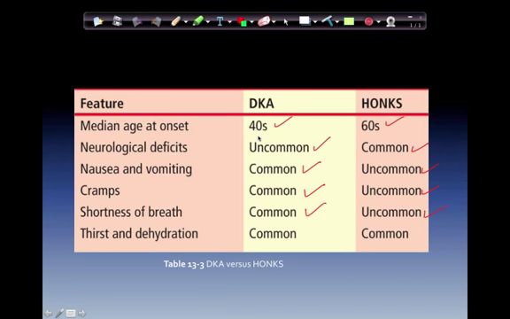And each one of these has a cause. Neurological deficits: alteration in high acidity levels denature things. Nausea and vomiting would be caused from the systemic high blood glucose levels and acidity. Cramps, same way: dehydration of the muscular area. Shortness of breath would be because of Kussmaul's respirations, trying to alter the acid-base reaction back to normal. Thirst and dehydration are common in both of them because they are dehydrated.